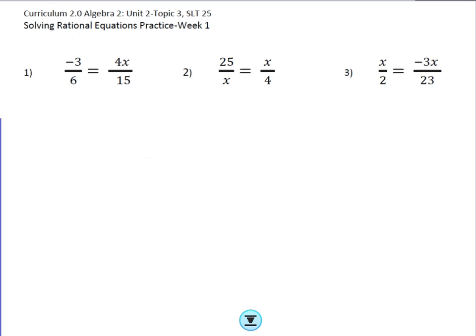So let's go ahead and start with number one. All of these problems, although it is not stated, the directions are to solve for x. And for all of these problems, we're going to do that using cross multiplication.